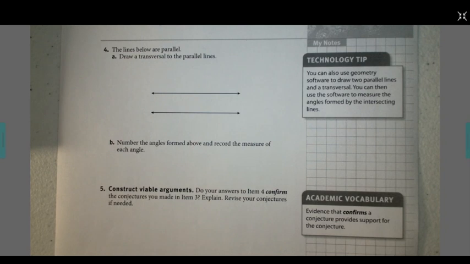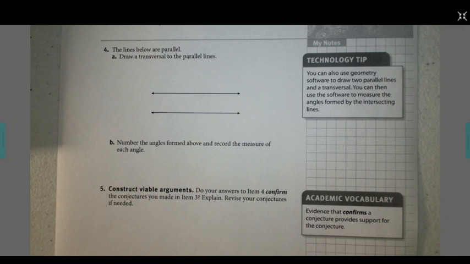Question 4 says the lines below are parallel. Draw a transversal to the parallel lines. Now, remember that a transversal is just a line that cuts two or more pairs of lines. A transversal is a line that intersects two or more coplanar lines in different points. So keep that in mind as you go to cut this.